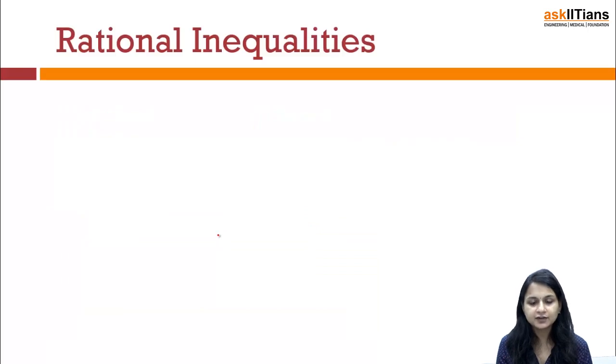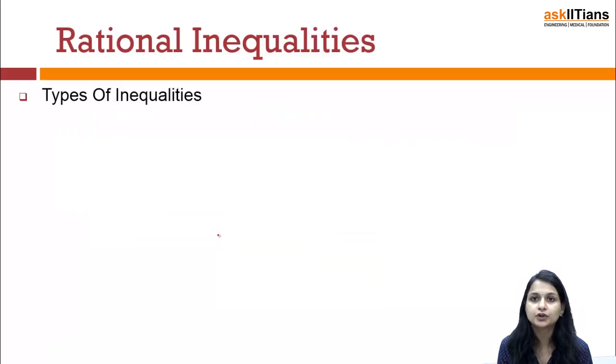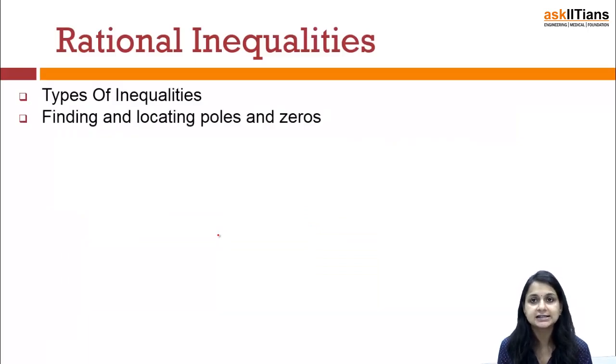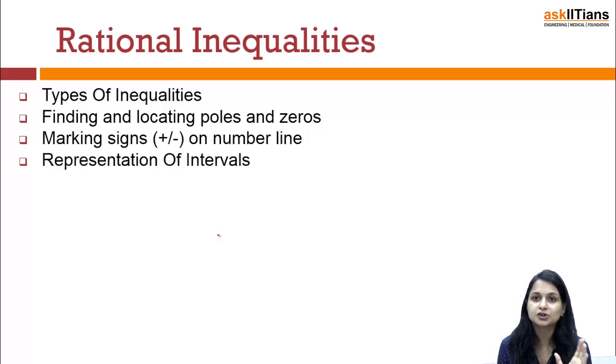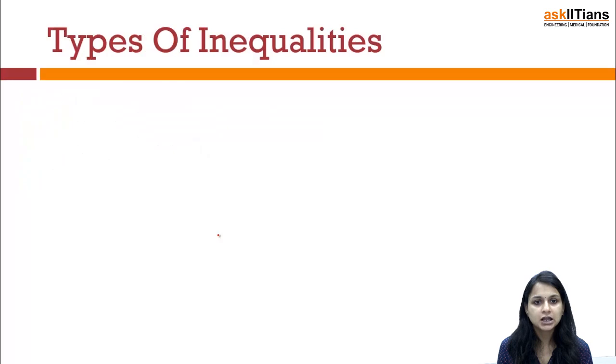Now, in this again we will take it step by step. We will first of all talk about the types of inequalities and how we find poles and zeros. Then taking a number line and plotting these poles and zeros and marking the signs wherein it is positive and where it is negative. Then representing different intervals and finally finding the complete solution. So let's see what our rational inequality is and the types of inequalities.